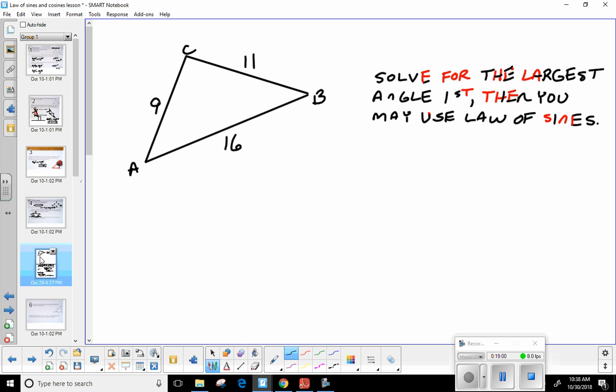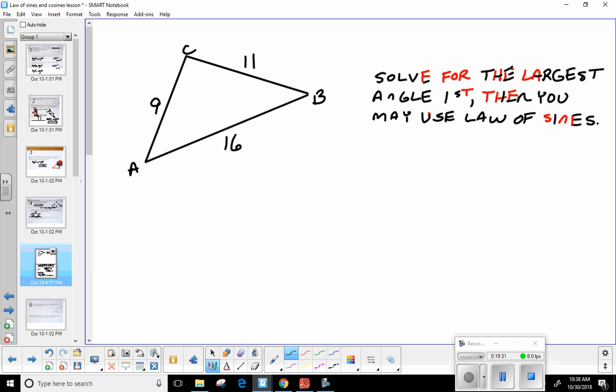Well, where should I start? Should I start with angle A, B, or C? Have to start with C. Because the angle across from the largest side, he could be obtuse, he could be acute. But either way, if I start with him, then I'm free to use the law of sines after that. There won't be any problems. So let's start there. What would be my equation if I wanted to find angle C? Oh, no, I can't use the law of sines.